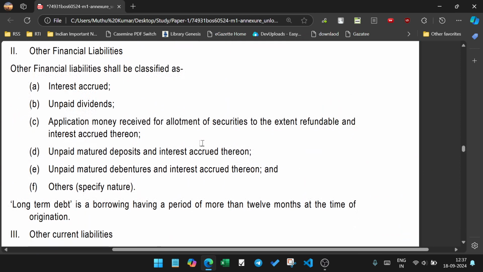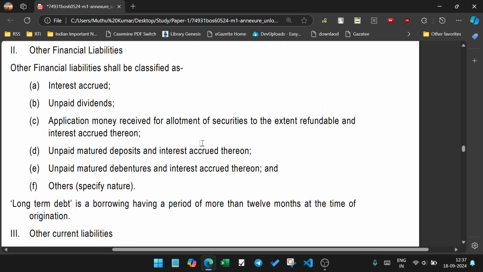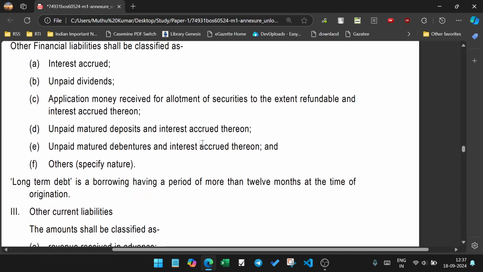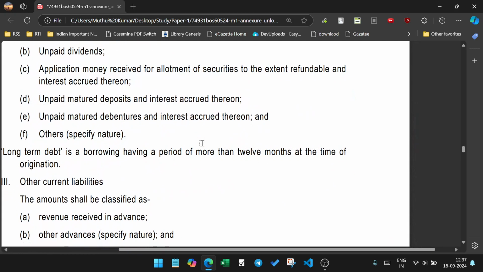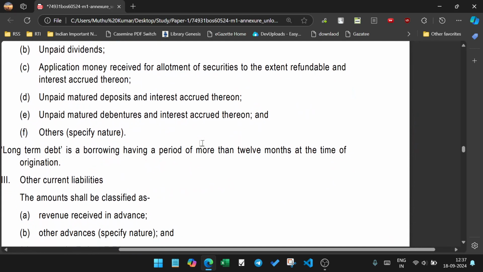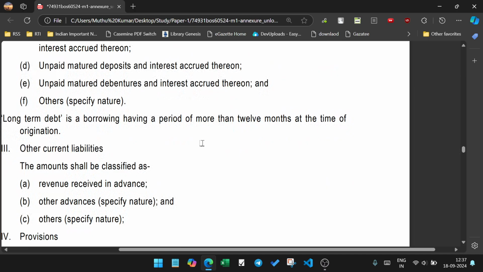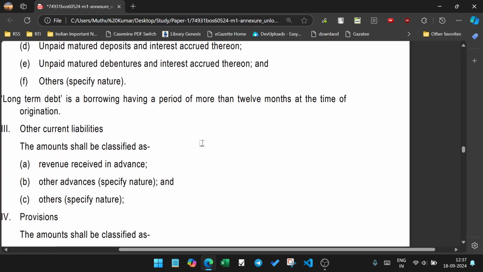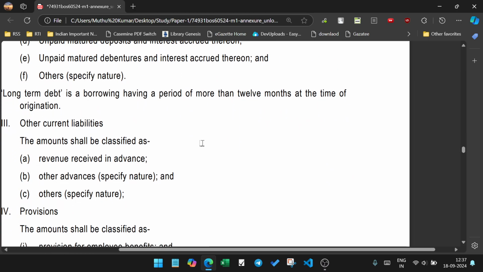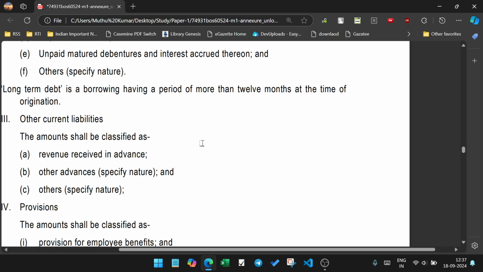Other financial liabilities shall be classified as interest accrued but not due on borrowings, unpaid dividends, application money received for allotment of securities and due for refund, and interest accrued thereon, and unpaid matured deposits and interest accrued thereon.